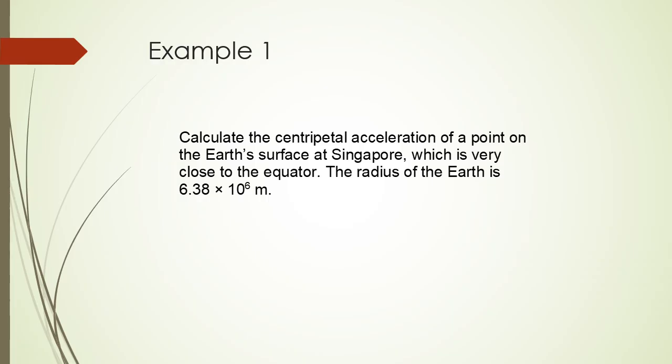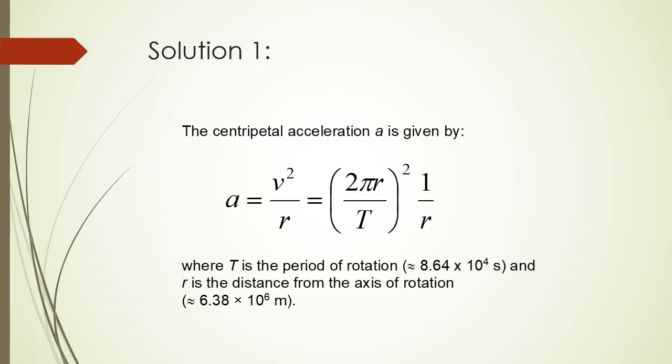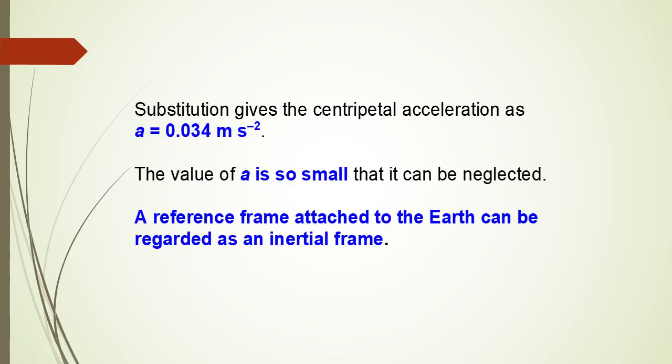So first example, pause it if you want to try it on your own, is calculate the centripetal acceleration of a point on the Earth's surface, which is close to the equator. So this is one of your standard H2 centripetal acceleration questions. I give you the radius of the Earth. So centripetal acceleration is v squared over r, right? So for the Earth, which rotates once every 24 hours, we can substitute the period by 24 hours and expand our equation. This gives us a equals 0.034 meters per second squared.